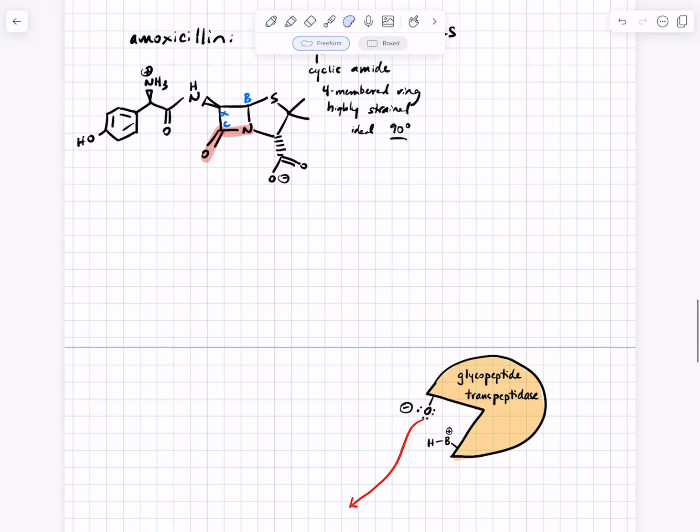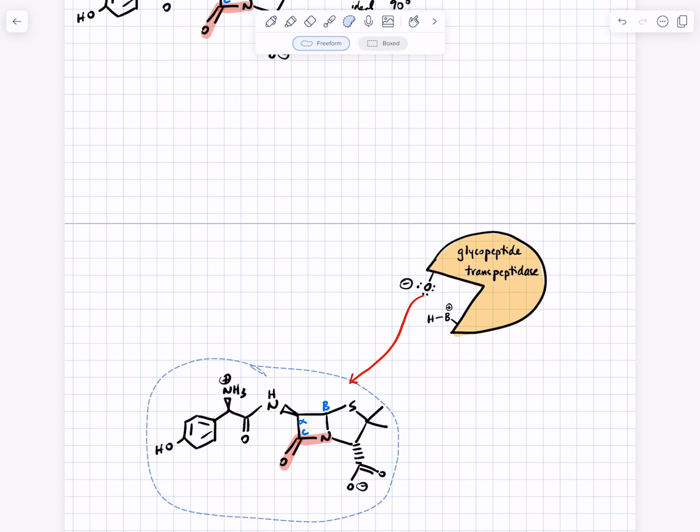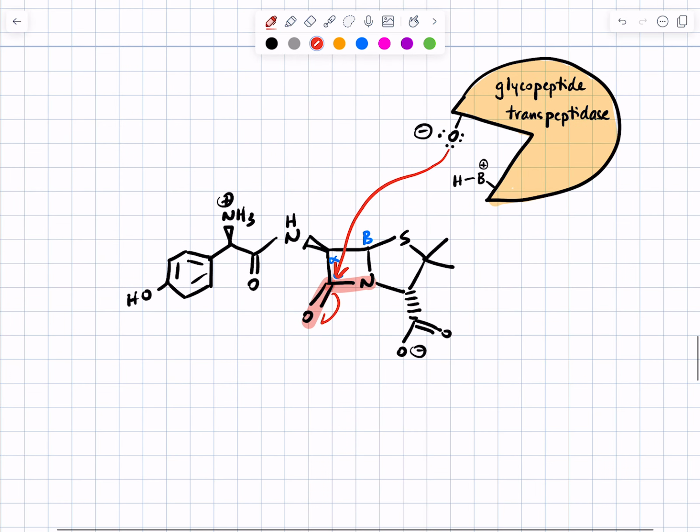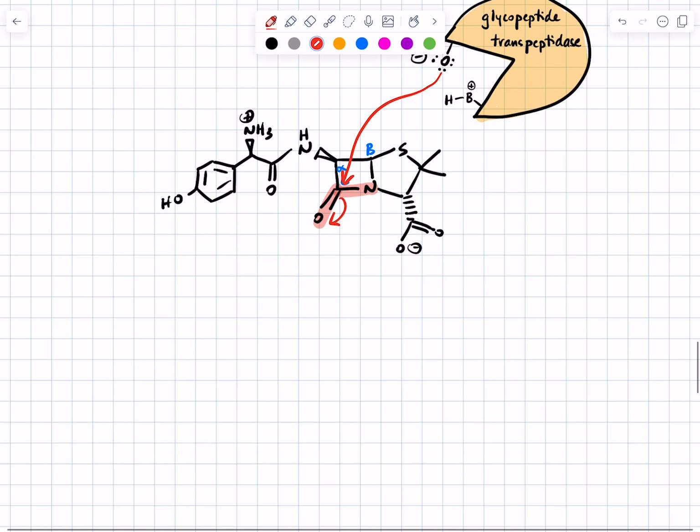So what I'll show you now is just from your text. And really, it's just nucleophilic acyl substitution. The negatively charged oxygen from the relevant amino acid in the enzyme active site is going to be brought close to the carbonyl carbon of the amide. You're going to get a tetrahedral intermediate.